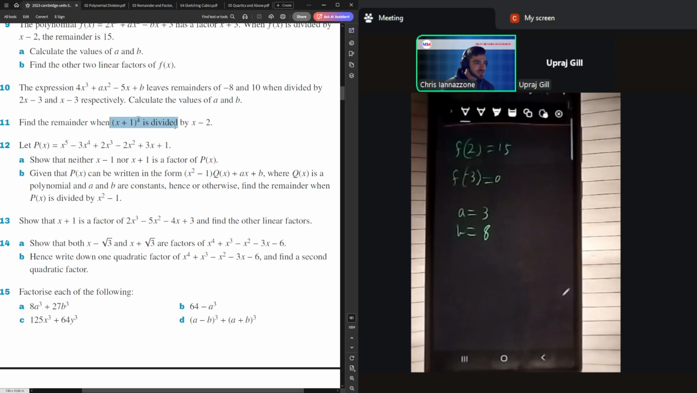Another thing that might look a bit challenging, find the remainder. Actually, no, it's not, because this is still just remainder theorem. We don't need to polynomial divide, so it is still just going to be f of 2, which is chill.